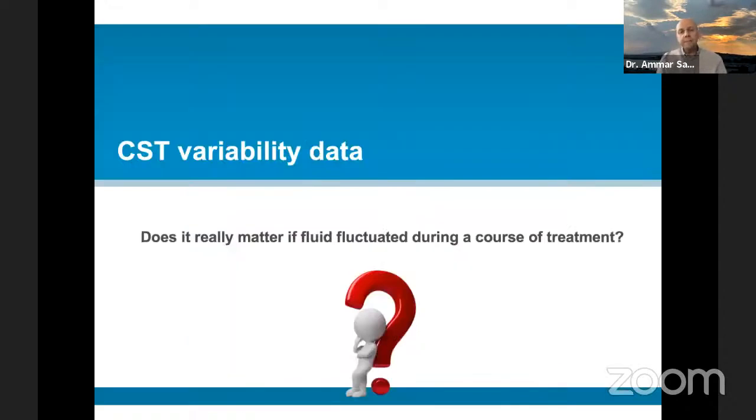So let's talk a little bit about the CST, or center subfield thickness, variability data. Does it really matter if the fluid fluctuates during the course of treating neovascular AMD? We've always seen this up and down of the fluid. So let's look at the data and see.